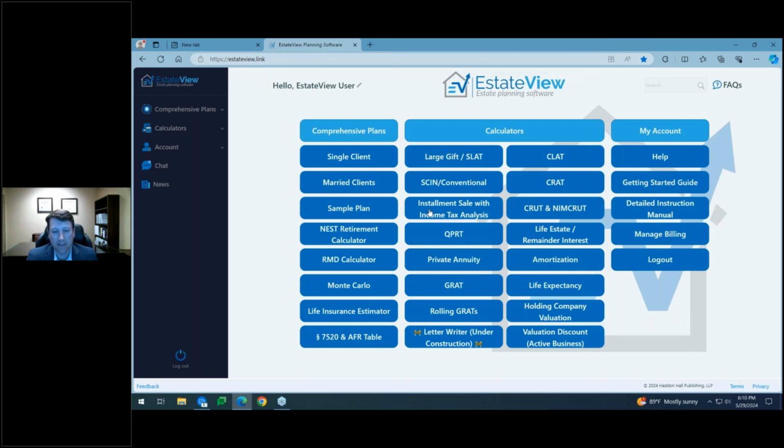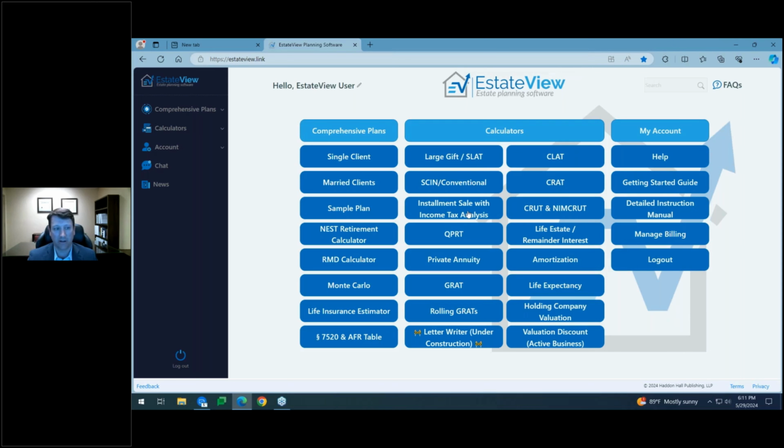But the unique thing about this is what we're really trying to analyze here is, are we giving too much away? With the grantor's personal consumption, with the payment of taxes on behalf of the trust, over time that can eat into the grantor's retained assets. And the last thing we want is a client coming back to us later on in life with no money and needing a way to pay for their everyday living expenses. So we want to be able to run numbers on, are we giving too much away? How much do we need to retain? And the installment sale with income tax analysis calculator allows us to do that.